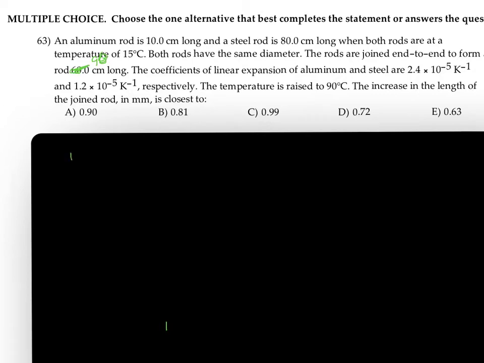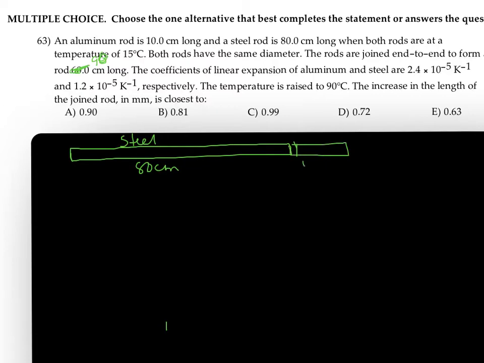So let's do a little diagram. We have a steel length that's 80 centimeters, and we've got an aluminum length that's 10 centimeters. So what's going to happen is when these guys get heated, the steel is going to get longer and the aluminum is going to get longer. So both of them are going to get longer. So what we need to do is find the change in length for each of them. So the change in length is our original length times our change in temperature times our coefficient of linear expansion.